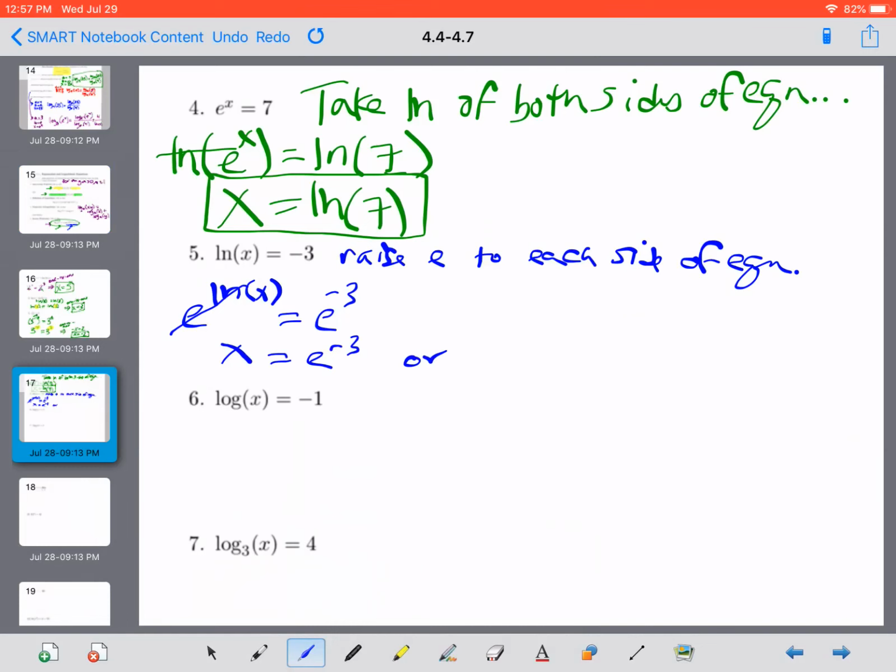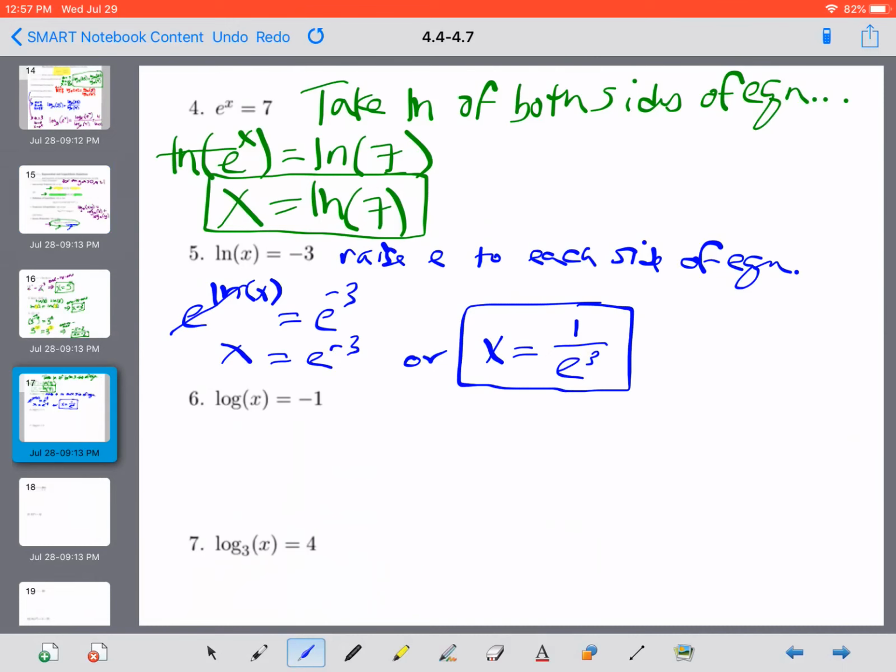Or if you wanted to, you could rewrite this as x is equal to 1 over e cubed, because a negative exponent is the same thing as bringing it into the denominator. So we get 1 over e cubed as our value for x. Again, e is an irrational number, so this is not going to be something nice. It's not going to give you a whole number, but that's the most exact way we can express that solution.